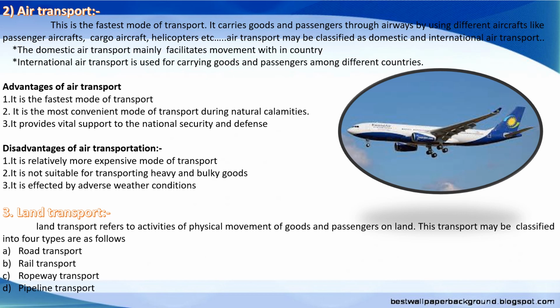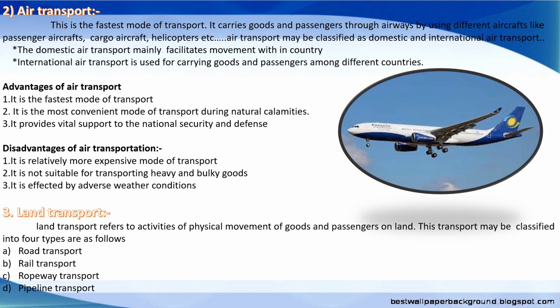Some advantages of air transportation are as follows. It is the fastest mode of transportation. It is the most convenient mode of transport during natural calamities. It provides vital support to national security and defense. Some disadvantages of air transportation. It is a relatively more expensive mode of transportation. It is not suitable for transporting heavy and bulky goods. It is affected by adverse weather conditions.